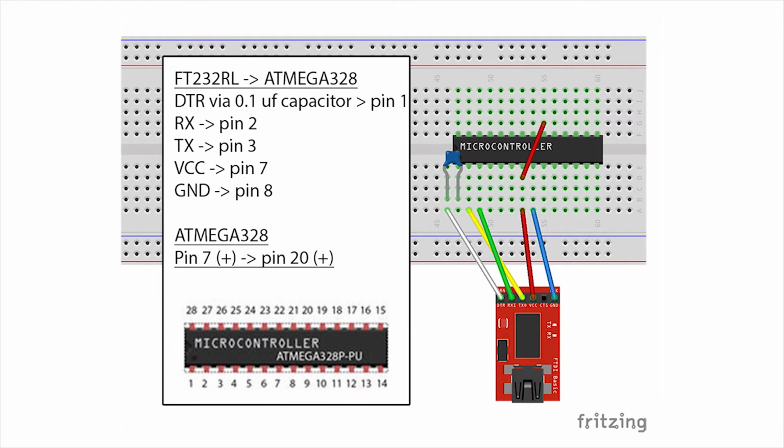Connections for uploading sketches: DTR via the 0.1 microfarad capacitor to pin 1, RX to pin 2, VCC to pin 7, and ground to pin 8. On the ATMEGA, we connect pin 7 to pin 20.